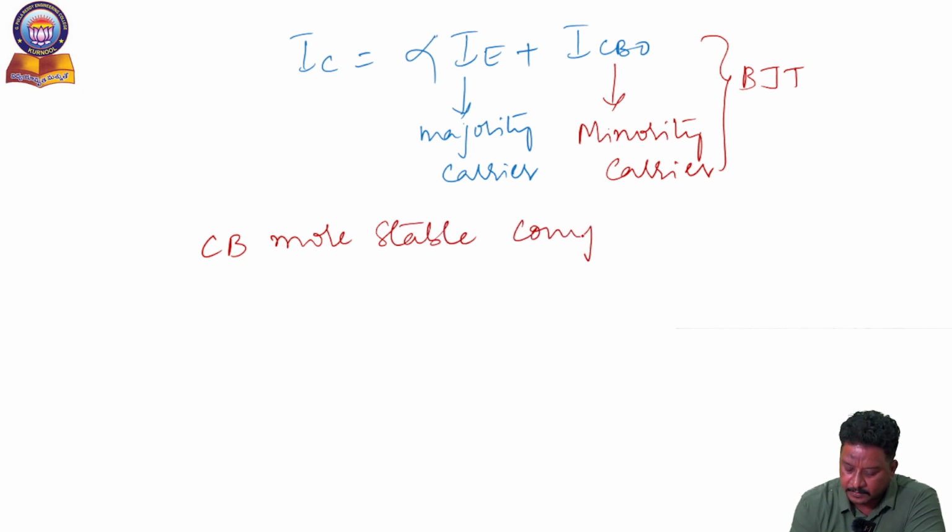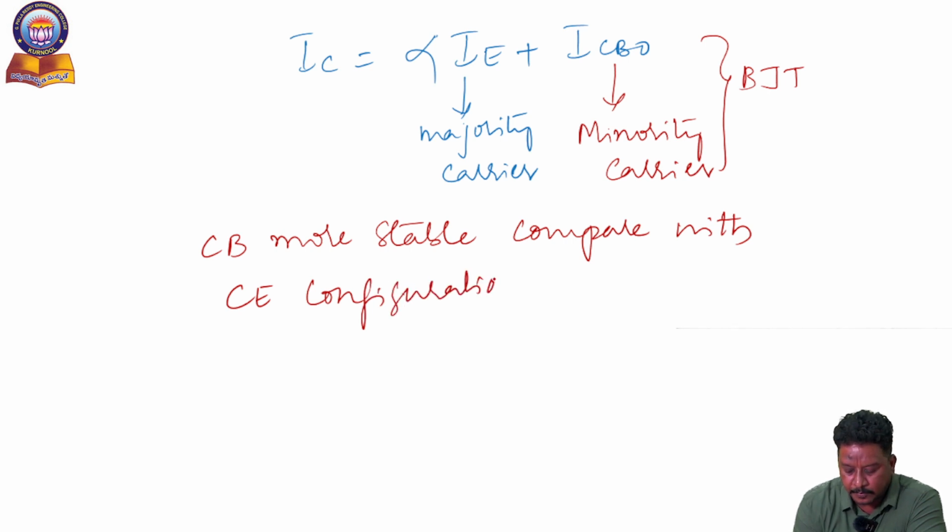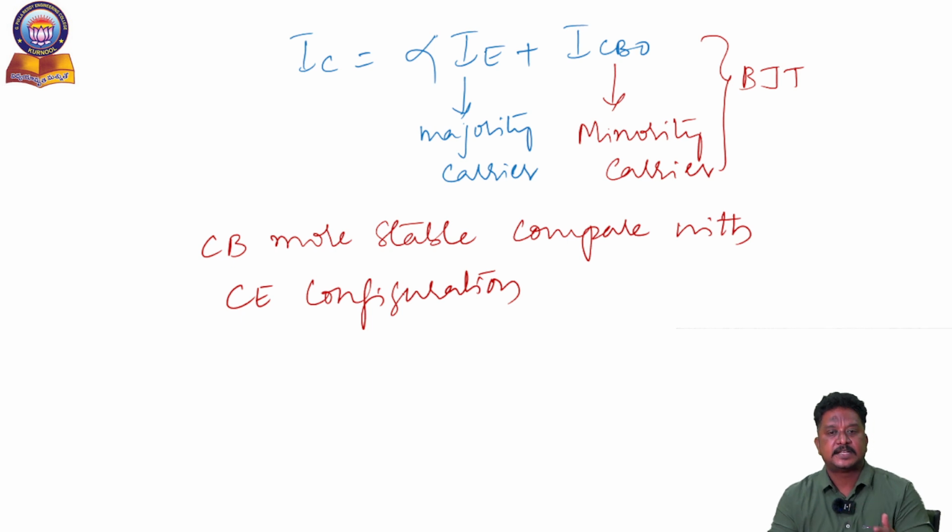Anyway, now we will try to see why the CB configuration is more stable compared with the CE configuration. That is my aim. My aim is to prove why we require the stabilization circuit for the CE configuration only, and why stabilization circuits are not necessary for the CB configuration. I am trying to spend more time on this analysis, that why the CE configuration has less stability compared with the common base configuration.